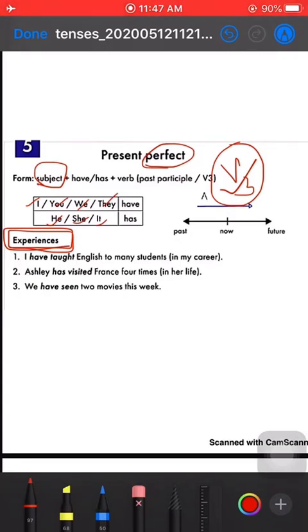We can say, I have taught English to many students in my career. But that's not necessary, it's understood. Similarly, Ashley has visited France 4 times in her life. So the time period here is Ashley's life, which still continues. In the third sentence, the time period is this week. Maybe today is Wednesday, so this week is not finished. We might see another 2 movies before the end of the week.